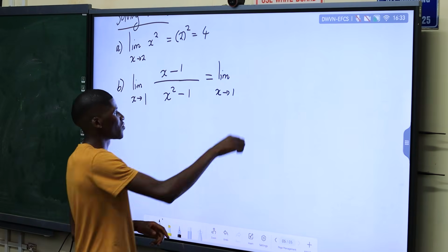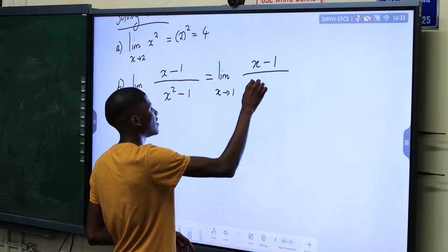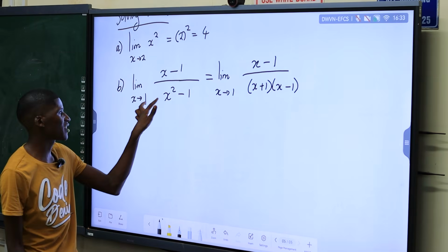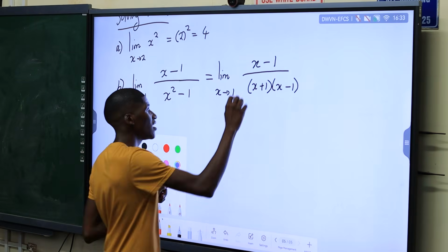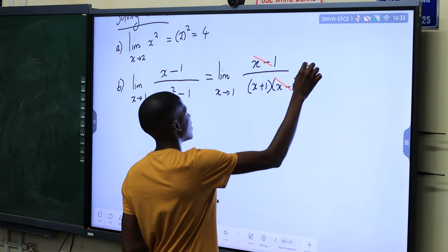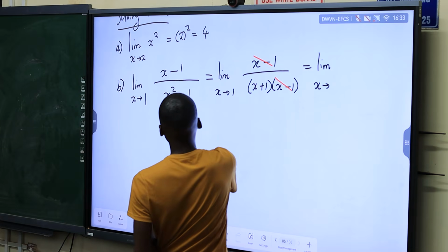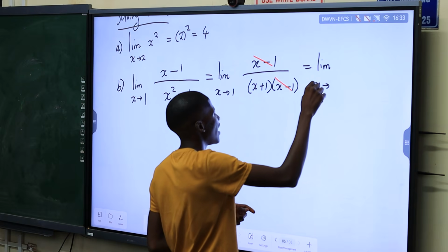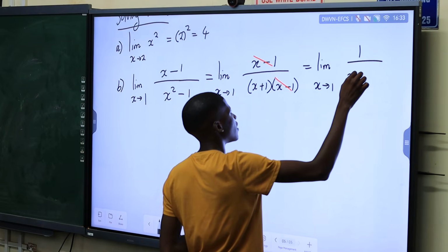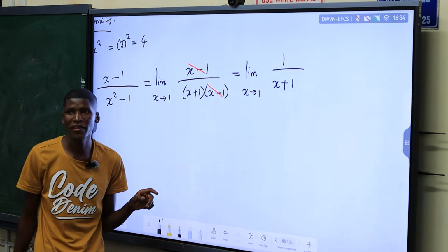Let's put x minus 1 there. Yes, because you just factorize. So let's cancel x minus 1 and x minus 1, right? Then we get the limit as x approaches 1 of 1 over x plus 1. Yes, so this is the actual limit that we're having.